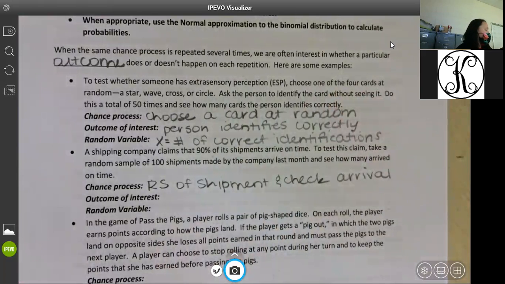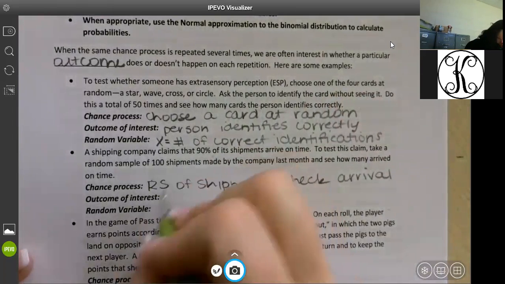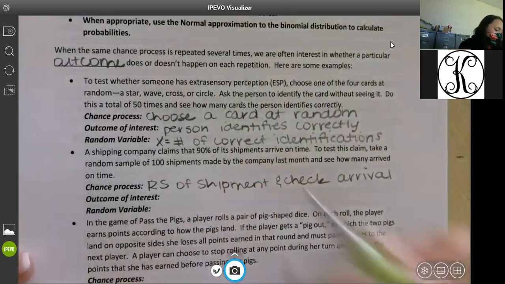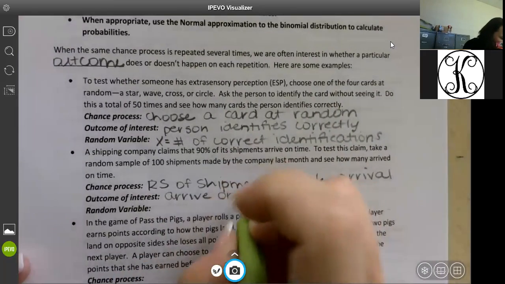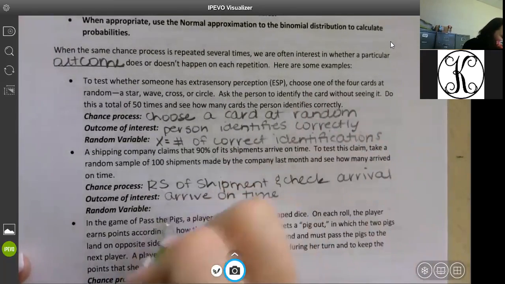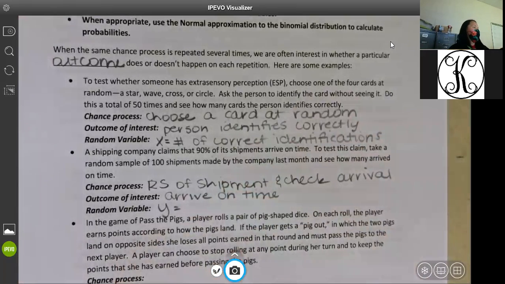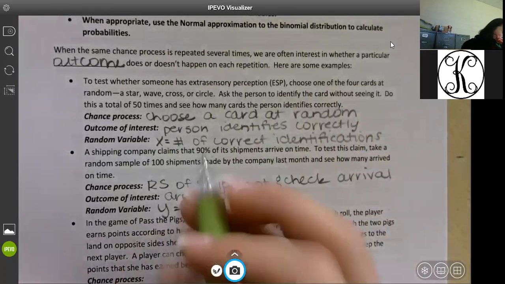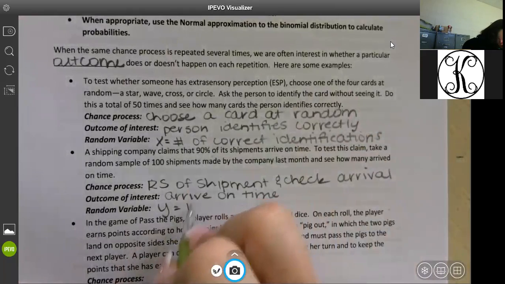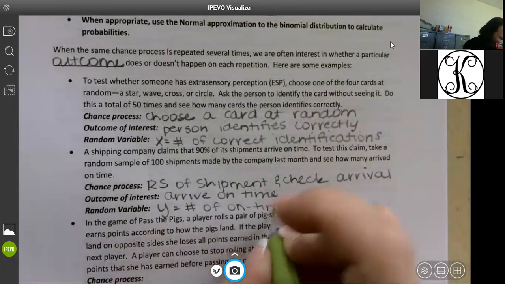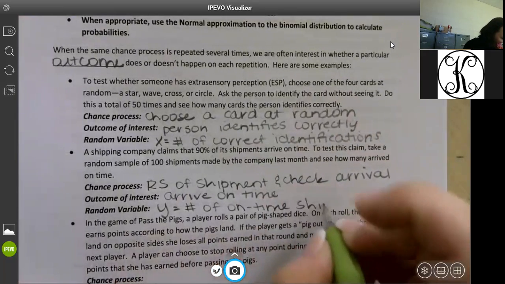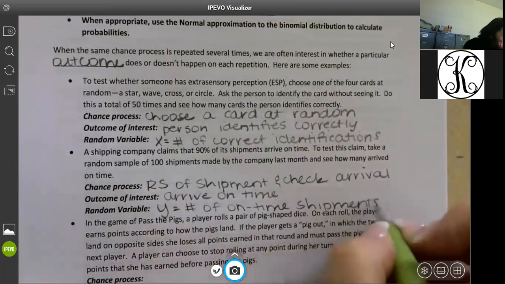What's your outcome of interest? What do we want to happen? We want the shipment to what? Arrive on time. So then I'm just going to call it Y, so it's a different variable than before. What are we counting? The number of on-time shipments. Okay.